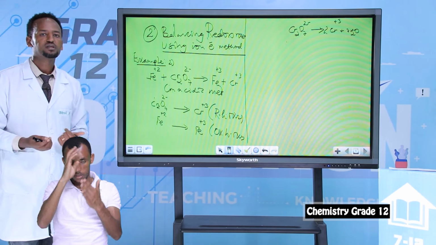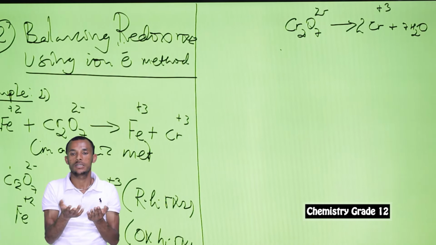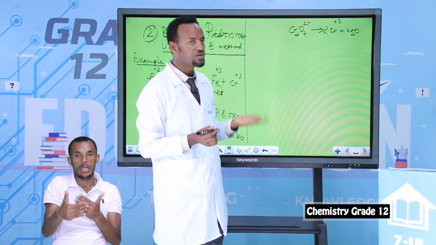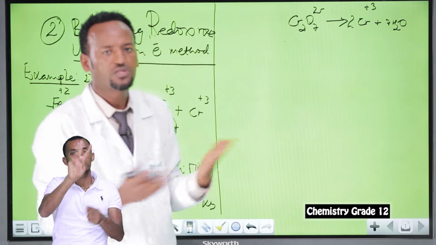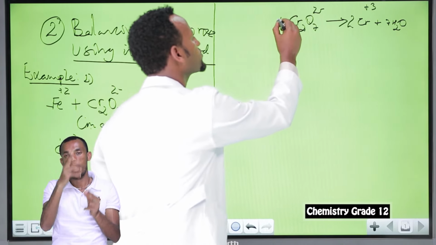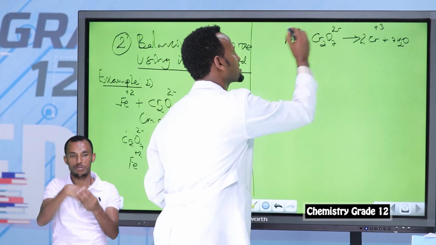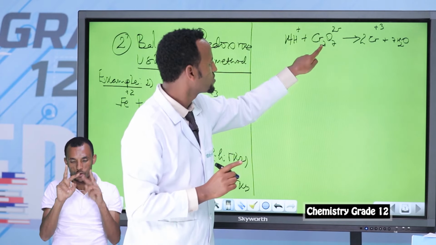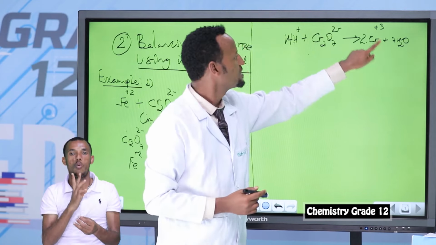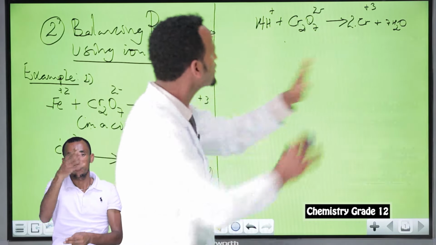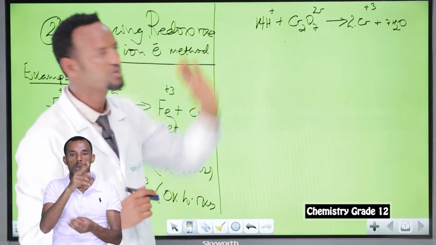What is the next step? The next step is to balance hydrogen. Balance hydrogen by addition of what? H+. Look, 7 times 2 is 14 hydrogen. How many hydrogen in the reactant side? There is no hydrogen. Therefore, add 14 H+ in the reactant side. First, for 2 chromium we add 2, for 7 oxygen we add 7 water, then 7 times 2 is 14 hydrogen. There is no hydrogen in the reactant side, because of that we add 14 hydrogen in the reactant side.